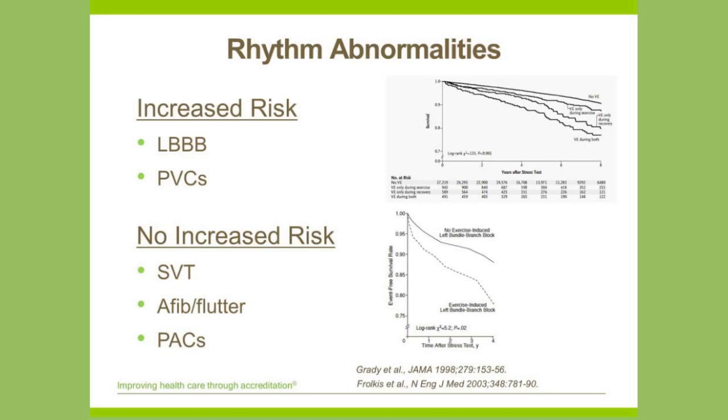So here there are two graphs. You can see the top graph shows ventricular ectopy or PVCs, and you can see that having PVCs during exercise increases your risk of mortality, and during recovery even more so, and during both kind of the most, and likewise a significant decrease in survival in patients who have exercise-induced left bundle branch block. So there's relevance in the precipitation of abnormal rhythms in stress testing during exercise stress.